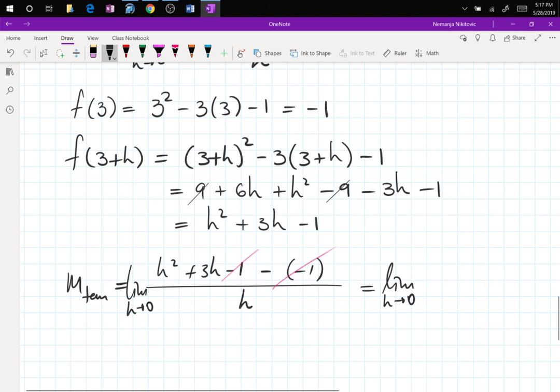So now we factor out h. h plus 3 divided by h. So now the h cancels. And we finally have that m tangent is equal to 3. So slope is 3.